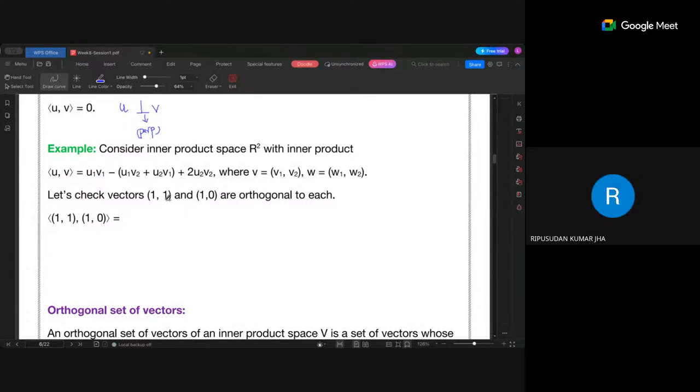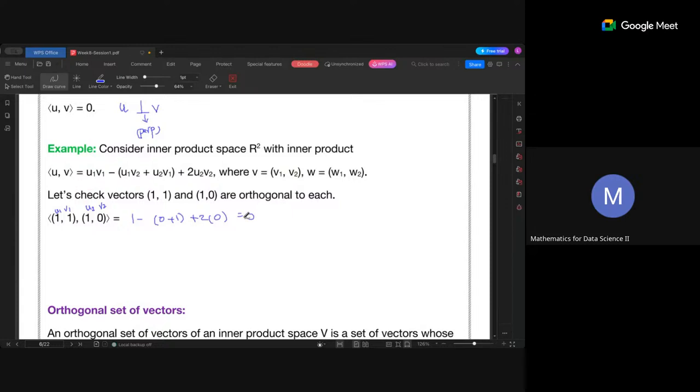If no condition is given, no inner product is defined, then you can check for dot product. So here you see U1 V1 is 1, U1 V2 is 0, U2 V1 is 1, plus 2 times U2 V2. So you have 1 minus 1, 0.